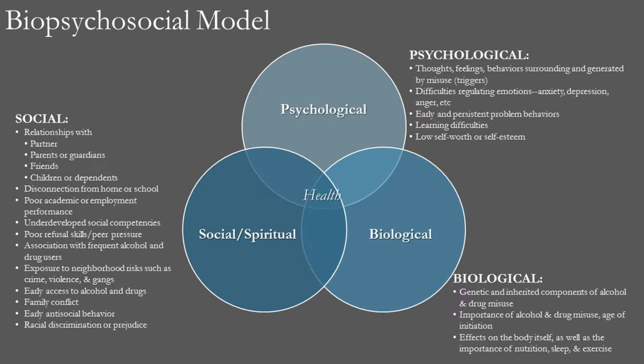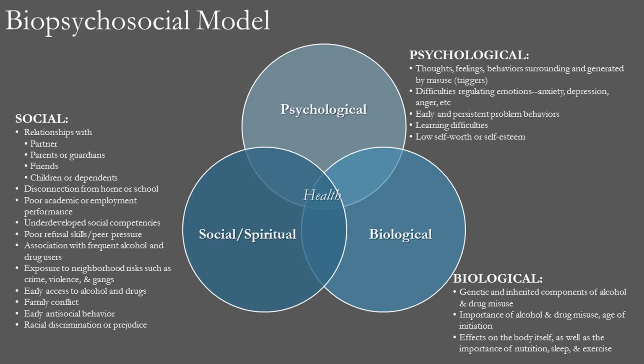social competencies, poor refusal skills or peer pressure, association with frequent alcohol and drug users, exposure to neighborhood risk such as crime, violence, and gangs, early access to alcohol and drugs, family conflict, early antisocial behavior, racial discrimination, or prejudice. So those are all the social aspects of this model.